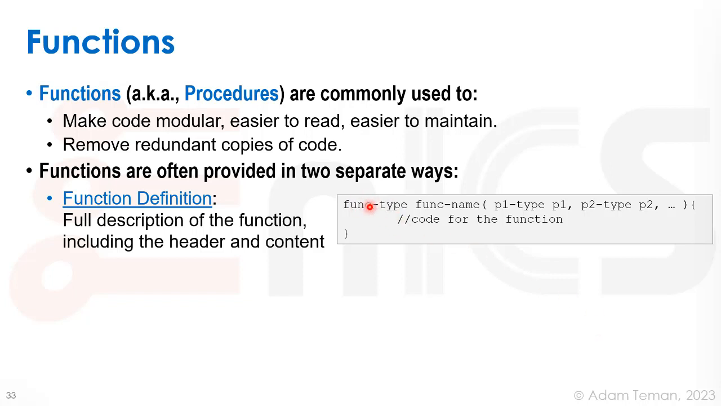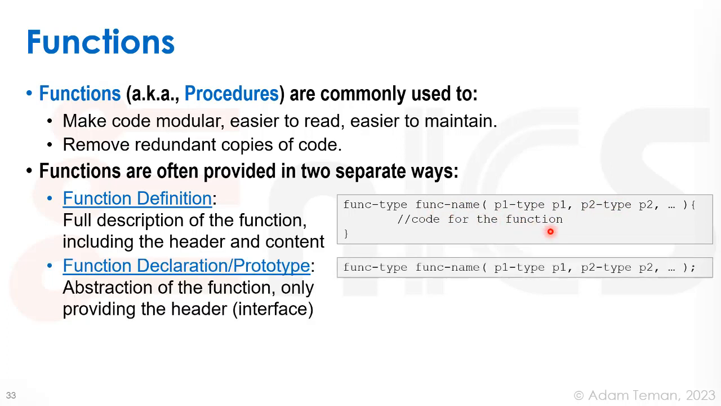So something like this. We have the type, the return type of the function, then the function name, the arguments in the function, each of which comes with the type of the argument, and inside of that, we put the code for the function. Or what we call a prototype, or just a function declaration. That's an abstraction of the function, only providing the header or the interface. So here again, we have the same function type and function name, and the same list of variables, the header, the interface, but we don't provide any code inside.